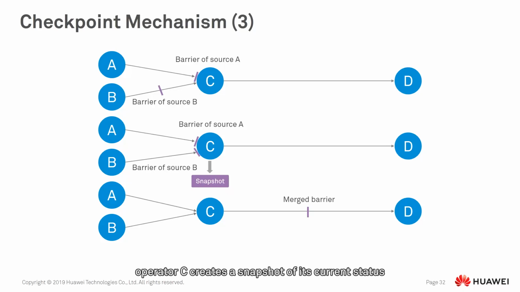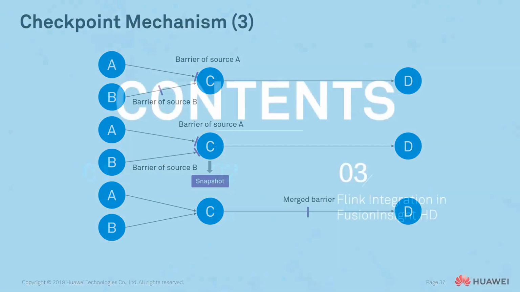it creates a snapshot of its current status and reports to the checkpoint coordinator that the snapshot is created. Then operator C merges these two barriers into one and broadcasts the barrier to all downstream operators. If a fault occurs, the checkpoint coordinator instructs all operators in the data flow to restore the status of a certain checkpoint interval, and then the operators resume data stream processing. The distributed checkpoint mechanism ensures that data is processed exactly once.